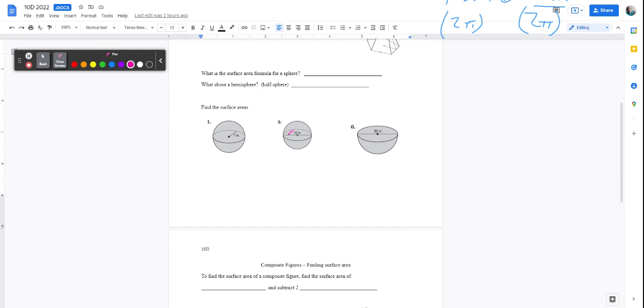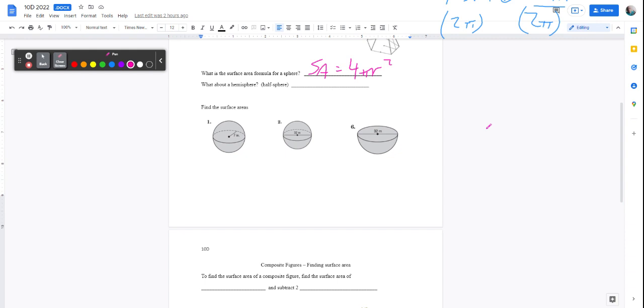Pause the video if you need to do those warm-up things. And then down here to these notes. Sphere. On the 10A notes, I gave you guys a formula for a sphere. It was kind of off to the side because it wasn't on the original notes, but it was on the video. The surface area formula for a sphere is 4 pi r squared. It's 4 pi r squared.